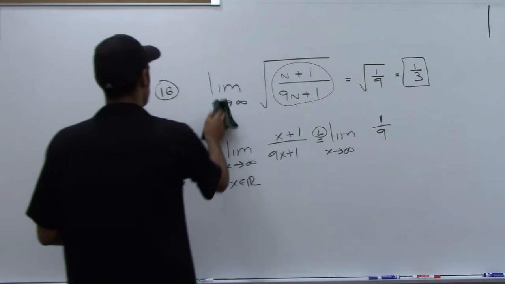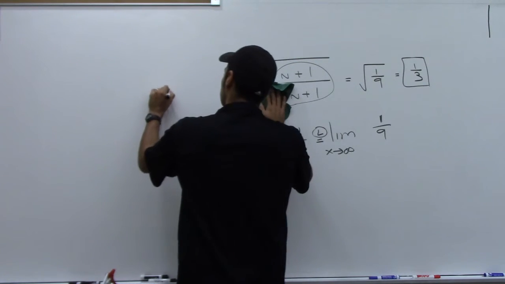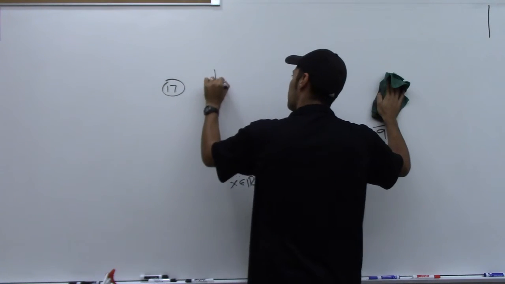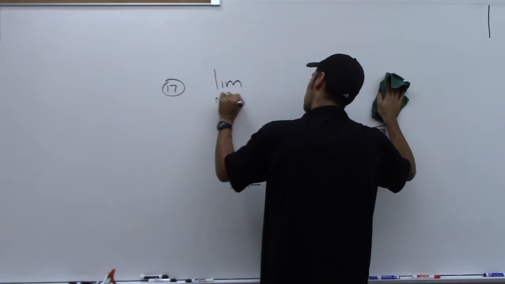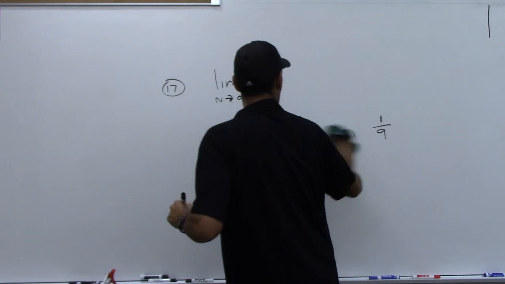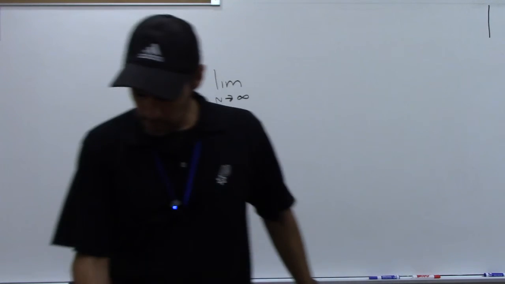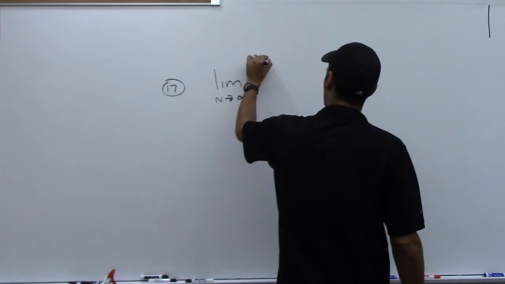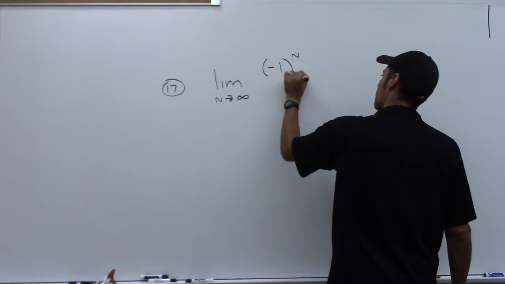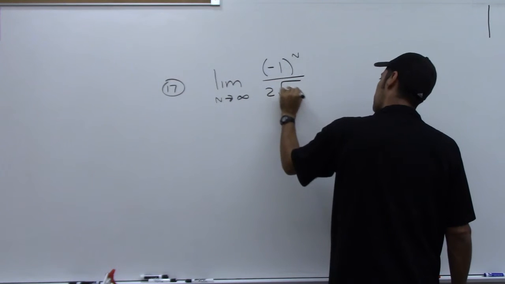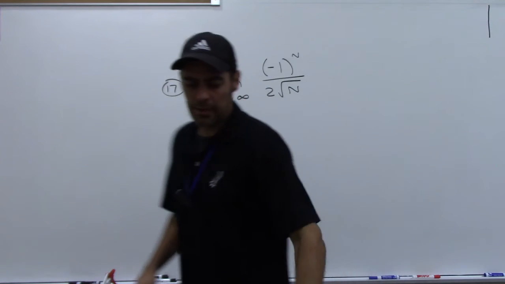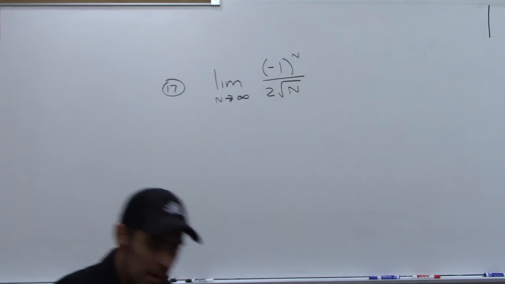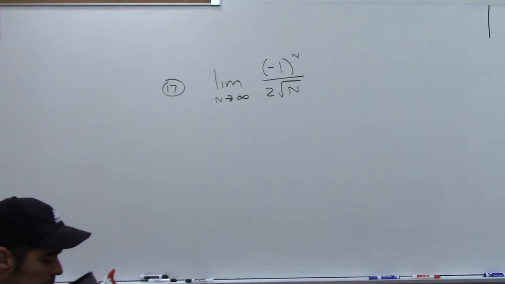Okay, next one, 17. Limit as n goes to infinity of negative 1 to the n over 2 root n. Now this is the first time we've had an alternating sequence, and we're trying to figure out what happens as n goes to infinity.